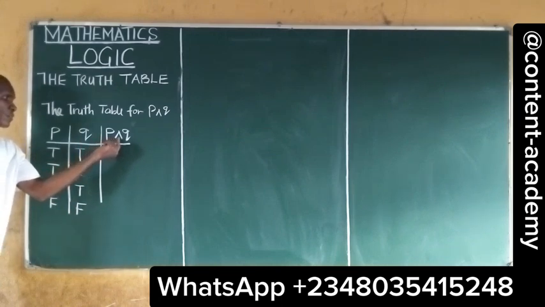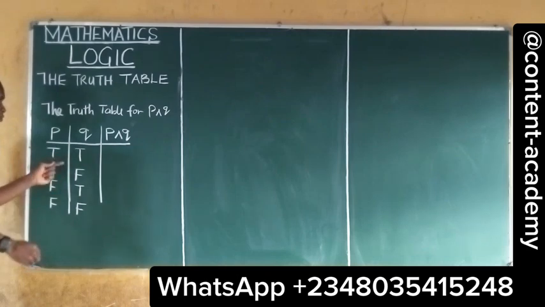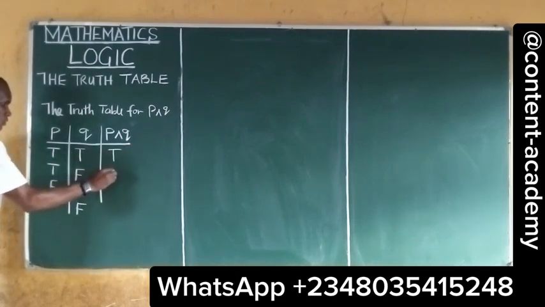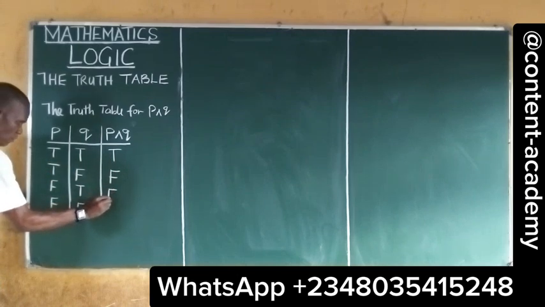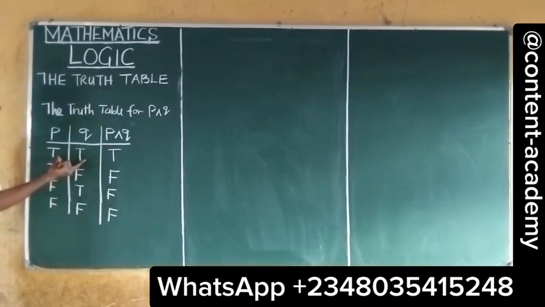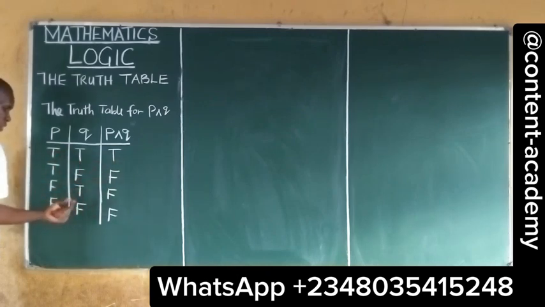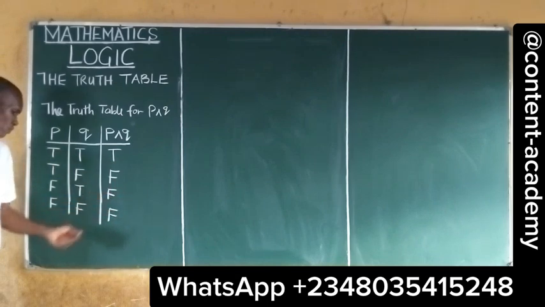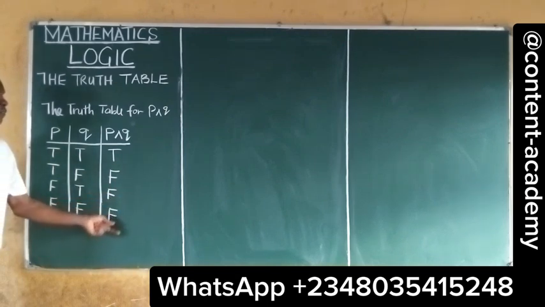So what is P conjunction Q? True, true, false, false, false. And by definition, it means that two statements are said to be true if both are true, and they are said to be false if either of them is false. So for true, true we have true, for true, false we have false, for false, true we have false, for false, false we have false.